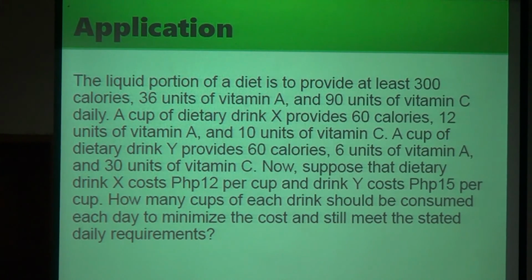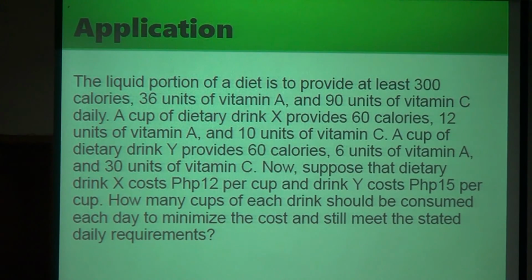So given this word problem, the liquid portion of a diet is to provide at least 300 calories, 36 units of vitamin A, 9 units of vitamin C daily. Now, a cup of dietary drink X provides 60 calories, 12 units of vitamin A, and 10 units of vitamin C. A cup of dietary drink Y provides 60 calories, 6 units of vitamin A, and 30 units of vitamin C. Now, suppose the dietary drink X costs 12 pesos per cup, and drink Y costs 15 pesos per cup. How many cups of each drink should be consumed each day to minimize the cost and still meet the stated daily requirements?